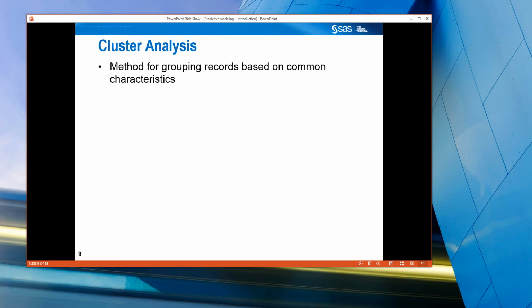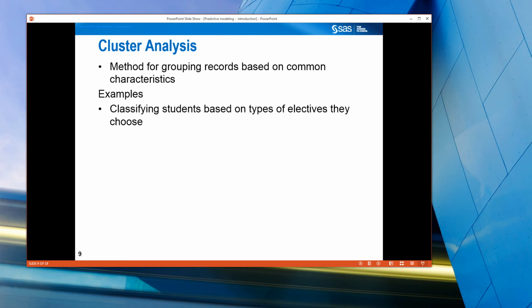Just to give you an idea what cluster analysis is, cluster analysis is a technique for grouping records based on common characteristics. Say, for example, you want to classify students at a university based on the types of electives they choose. If somebody is choosing lots of arts electives, then you could say the student has more tendency towards art. If a student is taking a lot of agriculture related electives, then the student has interest in farming and so on. So that may be based on existing data.